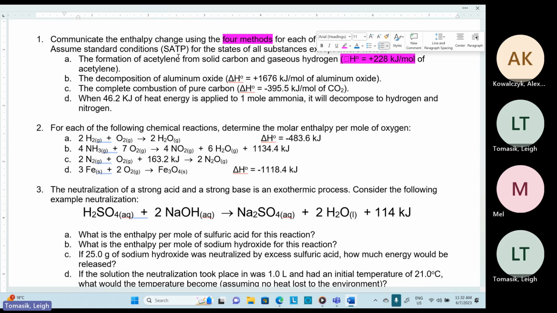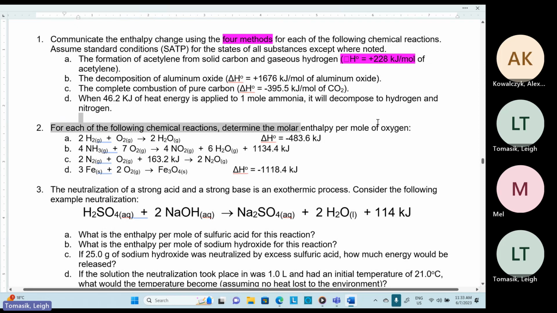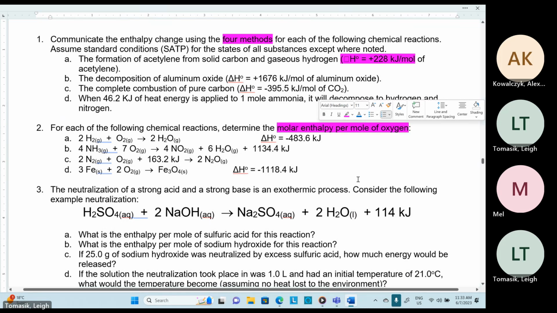The decomposition of aluminum oxide. So for each one of these, right, we're going to write the enthalpy next to the equation. We're going to write the enthalpy as part of the equation, and you're going to draw a graph. And then it says, for each of the following chemical reactions, determine the molar enthalpy per mole of oxygen. This is also easy.